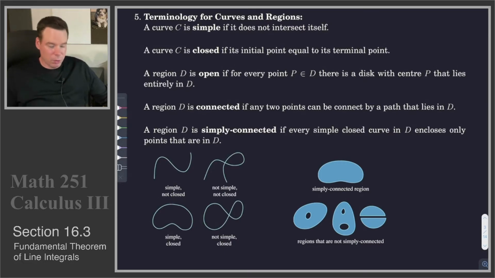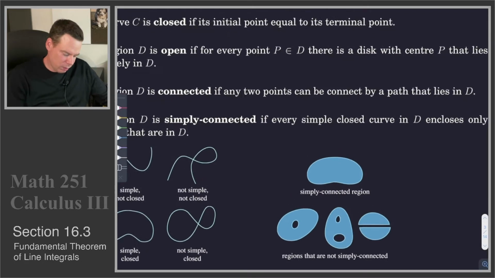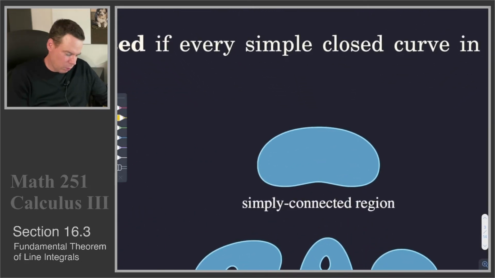In terms of regions, a region is called open if for every point P in the region there is a disk centered at P that's small enough so it lies entirely inside D. And if we have a region that's open, typically we would use a dotted boundary because those are really the places that are going to determine whether our region is open or not. So for example, if I look at a point right on the boundary, then any disk, no matter how small I draw around that point, is always going to contain points outside the region and points inside the region.